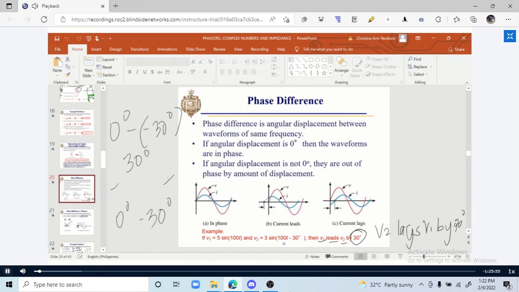So we have our voltage 1 and voltage 2, which are given in what domain, in what form?